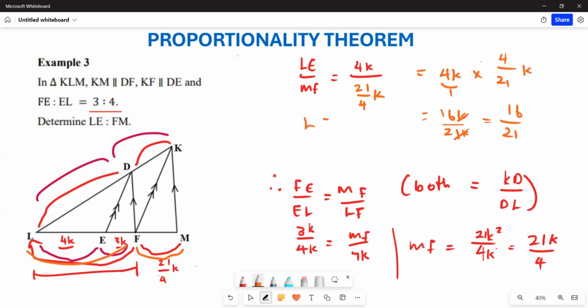So basically, what does this mean? Which means now my LE over my MF is given by 16 over 21, which means, when I want to write the ratio the same way that they want it, I can say my LE is to my MF, which is going to be 16 is to 21.